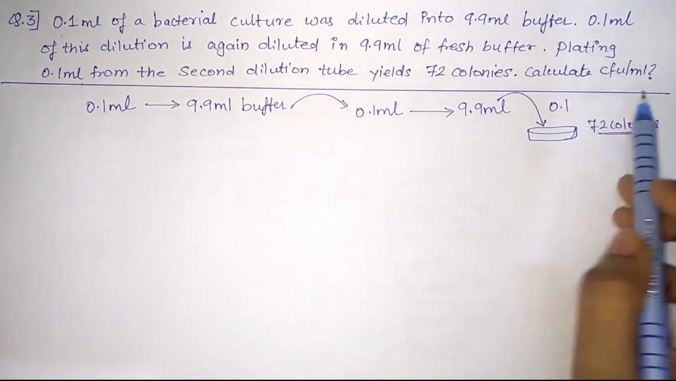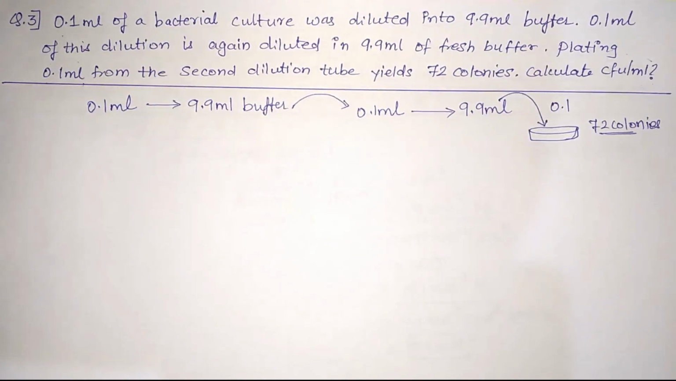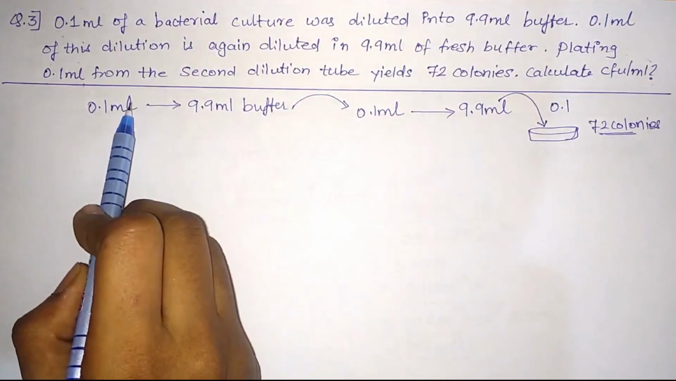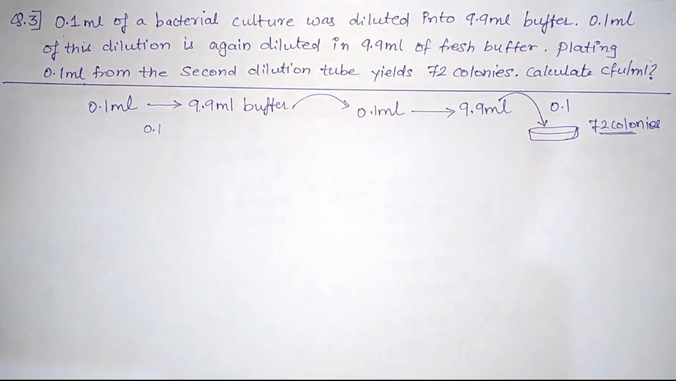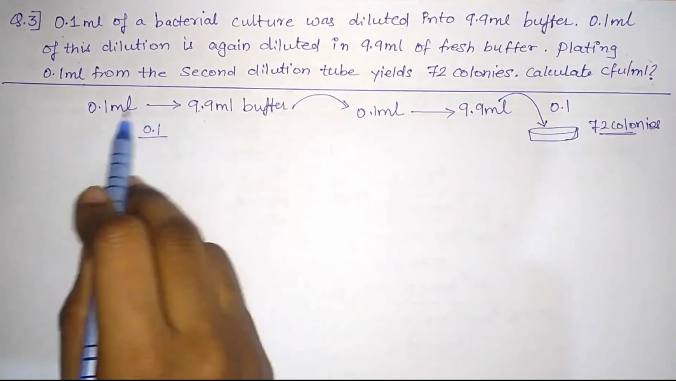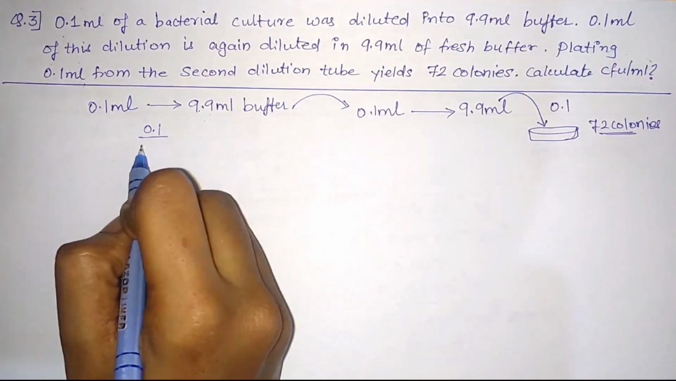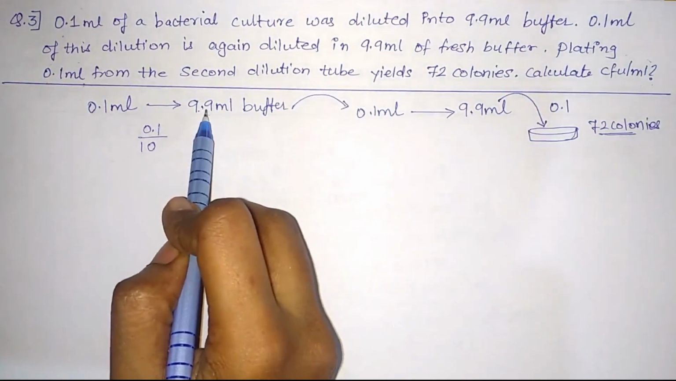Okay, so now for finding CFU per ml or the cell density, the very important thing here is to find out the dilution factor. How to find out dilution factor? For that I will give you one small trick. For finding dilution factor, you have to divide this 0.1, which is the volume of the solute or the culture, by your total volume. What is the total volume here? In this it is 10 ml, correct? Because 0.1 plus 9.9 is 10.